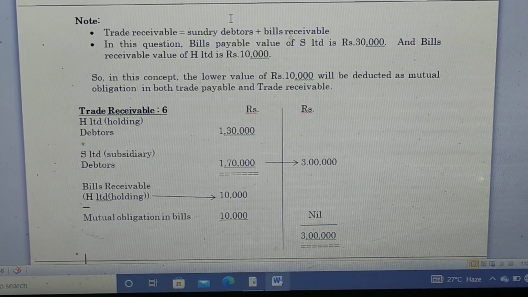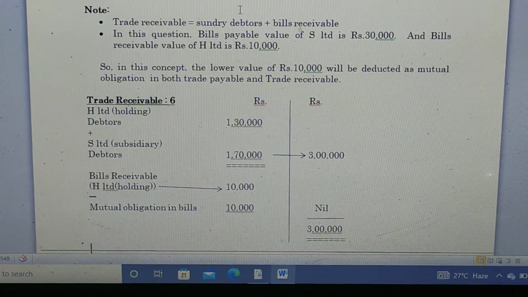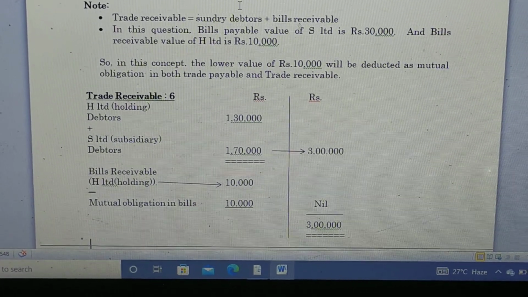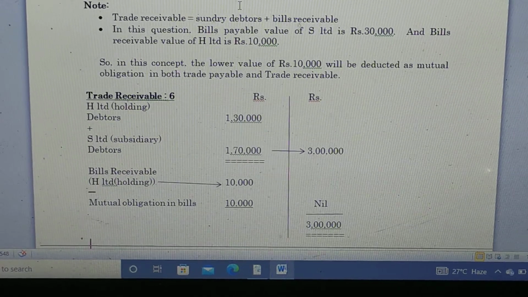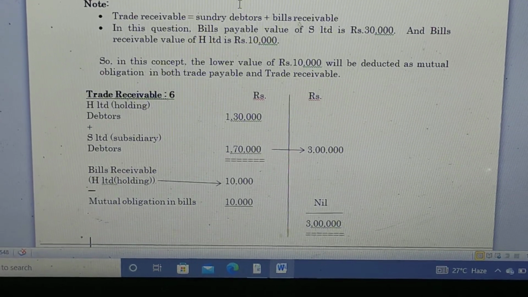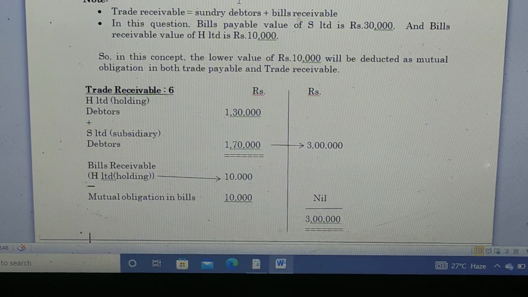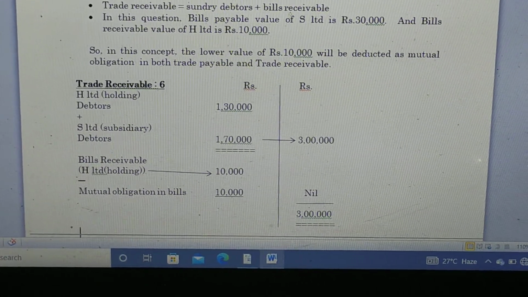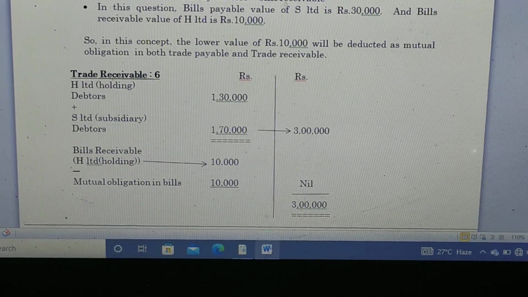Under the trade receivable, H Limited holding debtors 1,30,000 plus S Limited subsidiary debtors 1,70,000. So the total debtors are 3 lakhs. So 1,30,000 plus 1,70,000. And bills receivable H Limited holding 10,000 minus mutual obligation in bills 10,000. The value is nil. The total trade receivable amount is 3 lakhs.